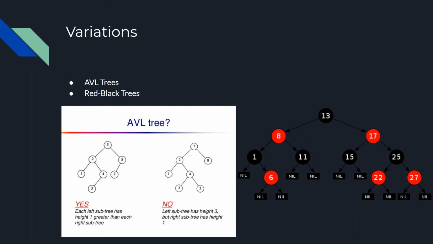Essentially, you use splay trees when you're looking for fast access to recently used items. You use red-black trees when operations like insertion and deletion are more often used than the search operation, and you use AVL trees when the search operation is more frequent than the insertion and deletion operations.